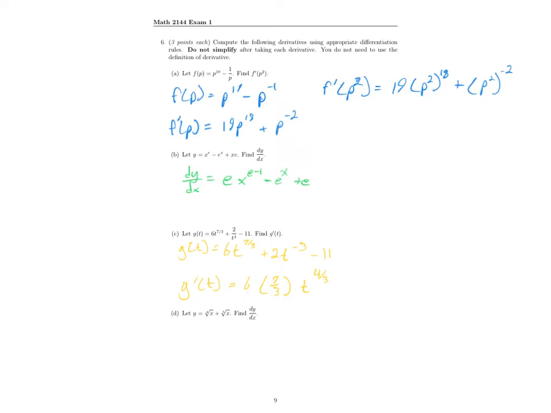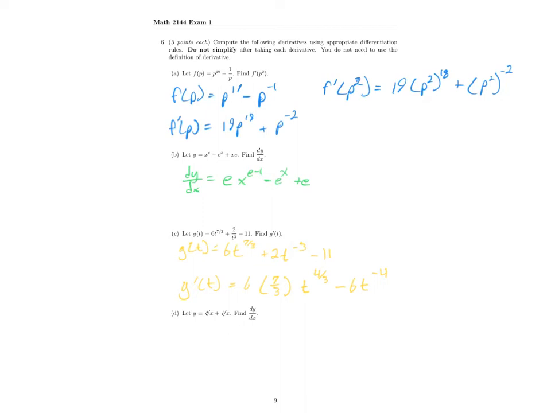And then we want to take the derivative of the term 2t to the negative 3. So we're going to use the power rule again. We're going to bring that negative 3 down. So it'll be minus 6 t, and subtract 1 from our exponent, so it'll be negative 4. And then the derivative of a constant is 0. So the derivative of 11 is just 0, so we're done.